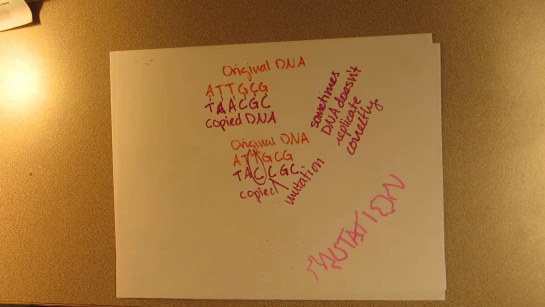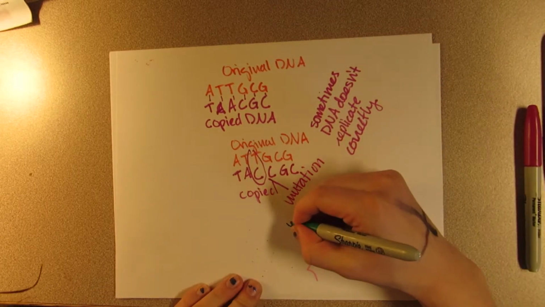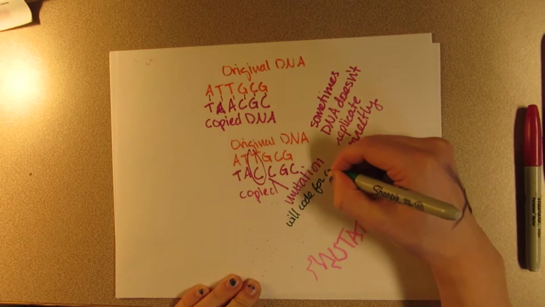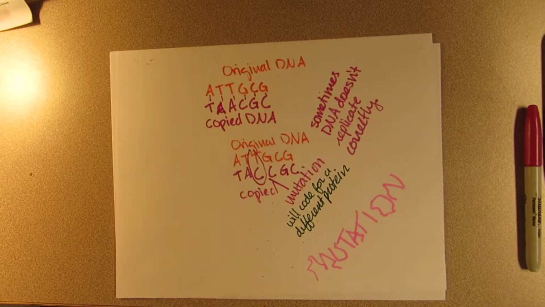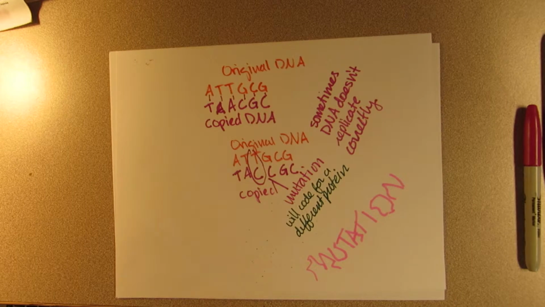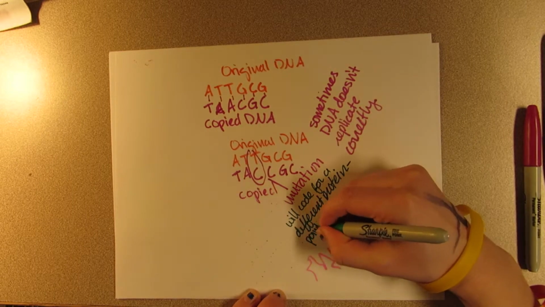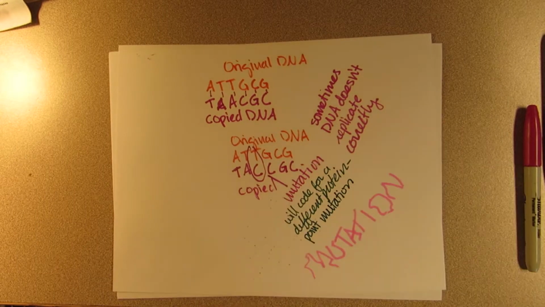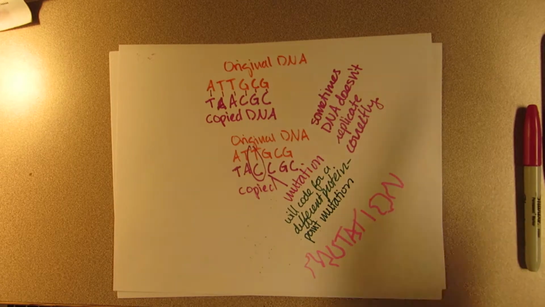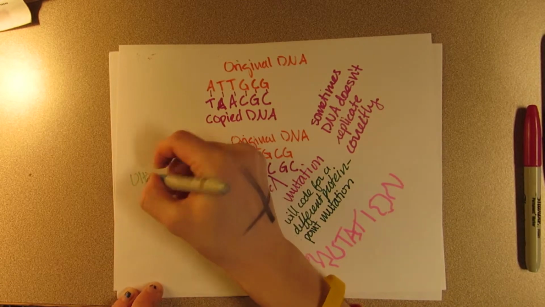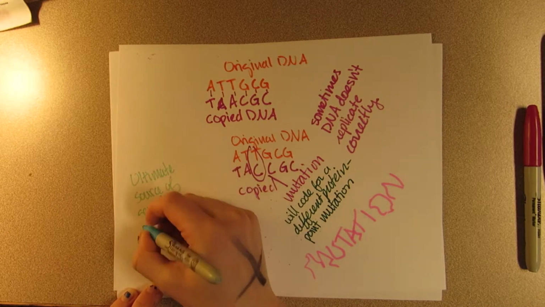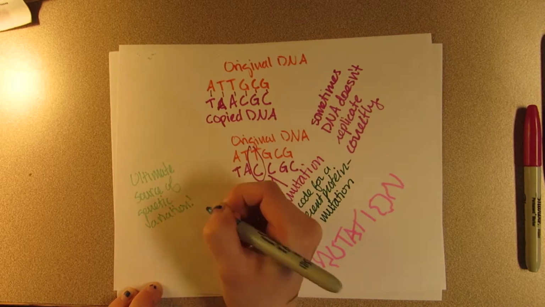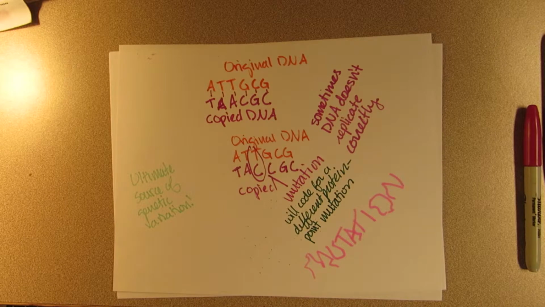And there's a mutation. And what this particular mutation is going to do is code for a different protein than the original DNA strand says that it should. And this is called a point mutation. And why is mutation so important, though? It is the ultimate source of new genetic material because it changes what proteins are produced, and it can change our genes.